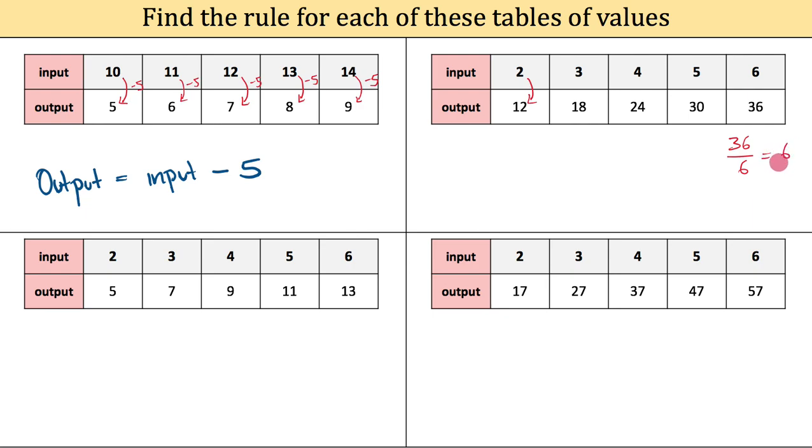That's going to be 6. What if I go 30 divided by 5? 30 divided by 5, that's going to be 6. So the fact that we got the same ones right there tells me that we're timesing it by 6.